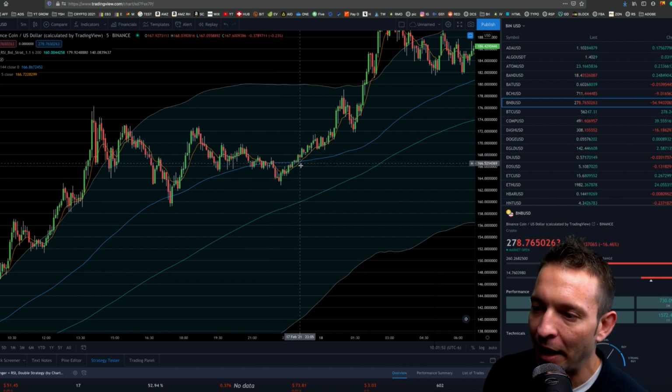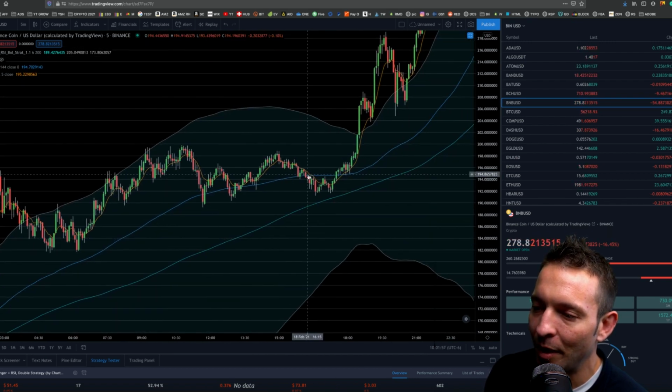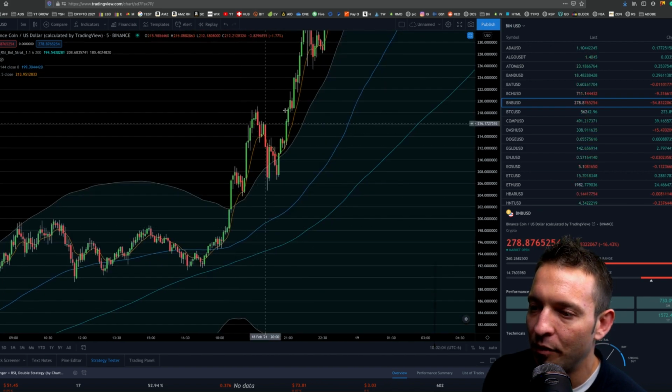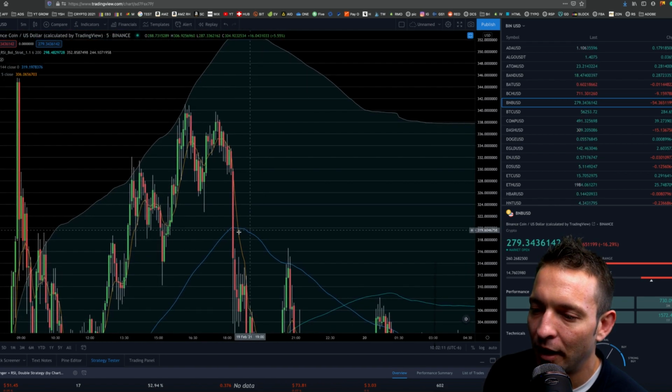You would have entered back into the market again at 166, and you would have ridden this coin all the way up till here. You would have exited at 194, and then got told to buy right back in again at 194, and you would have ridden it all the way up until right here. And here would have been your exit point at 320.